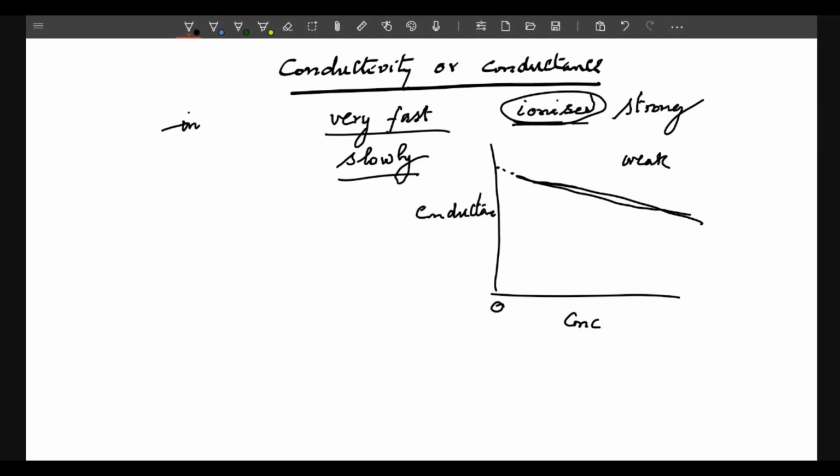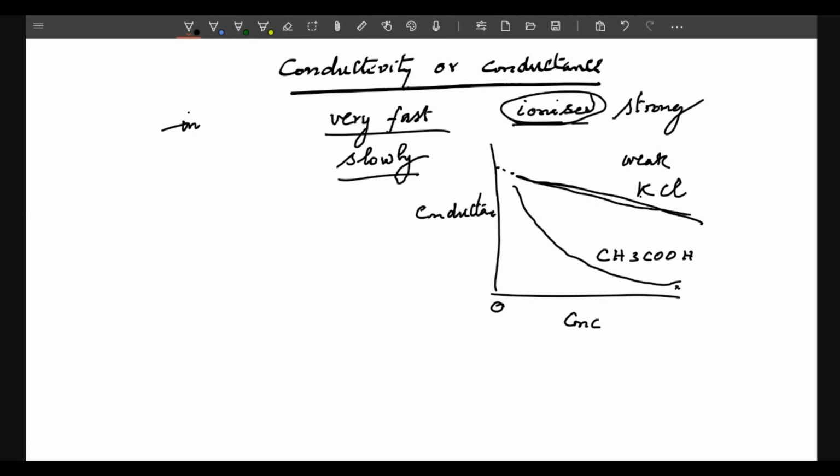In the case of a weak electrolyte, the conductivity is less at high concentration, but as dilution increases, the conductivity goes on increasing, because as the dilution increases, the ionization goes on increasing. This is for a strong electrolyte, for example, potassium chloride, sodium chloride, potassium sulfate, etc. And this is the case with, say, acetic acid, ammonium hydroxide, etc. This is the conductance, you know this one.